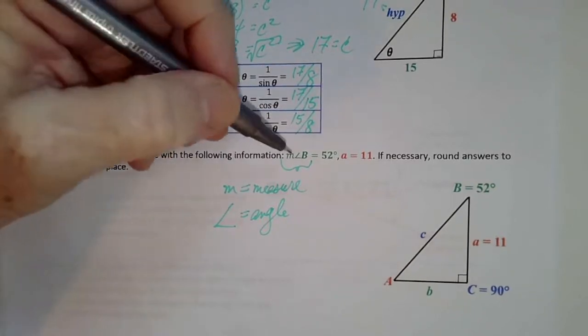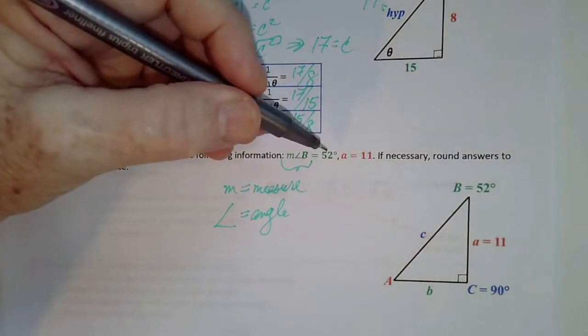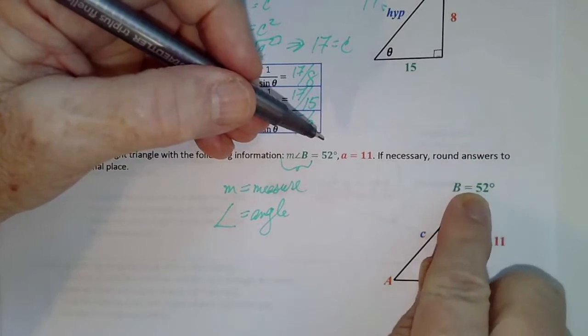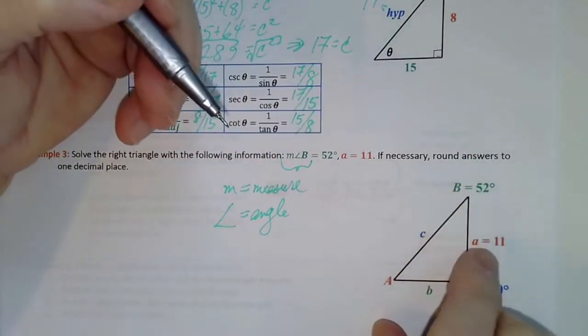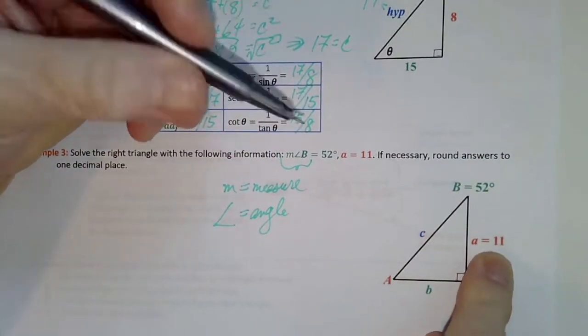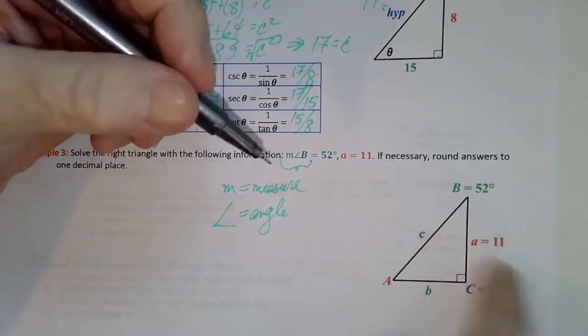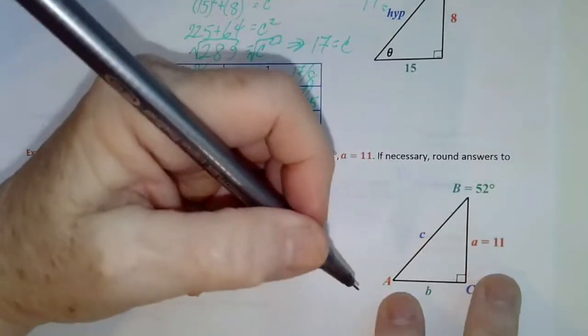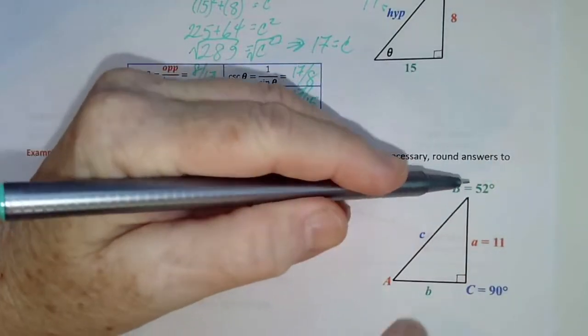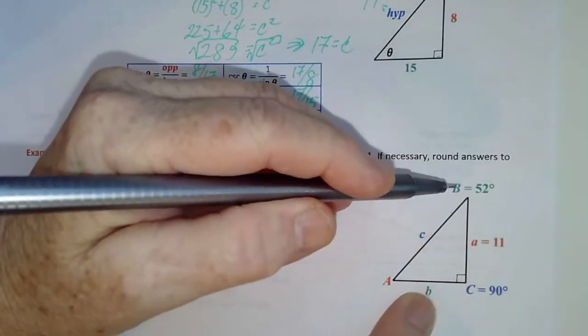So I know that the measure of angle B is 52, and that side a is 11. And I know where angle A is once I label side a. Side a and angle A have to be opposite. Side b and angle B have to be opposite.